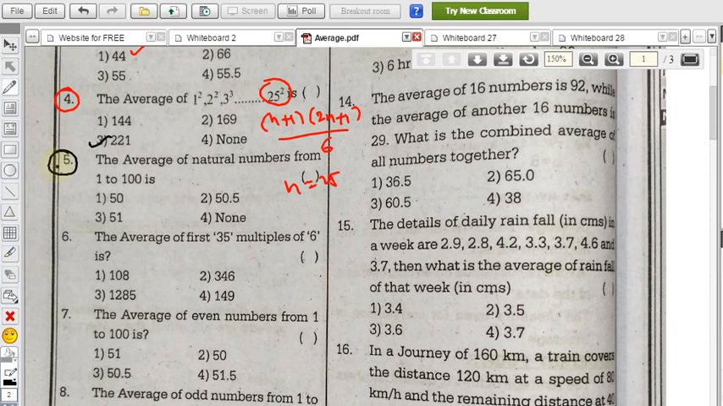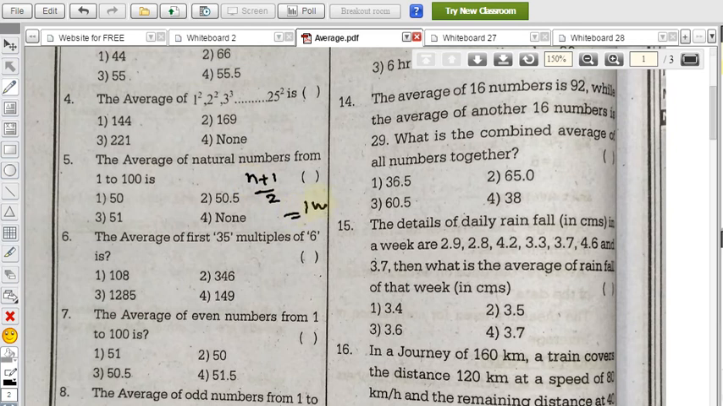Next one, the average of natural numbers from 1 to 100. So first formula, I said (n plus 1) by 2, directly you can write, (n plus 1) by 2 is the formula. n is 100, so 100 plus 1 by 2, 101 by 2 is equal to 50.5.